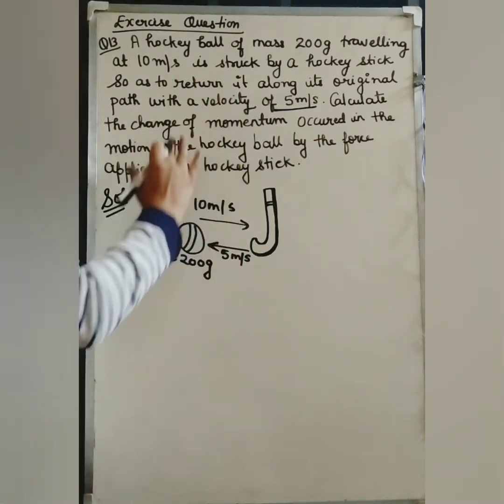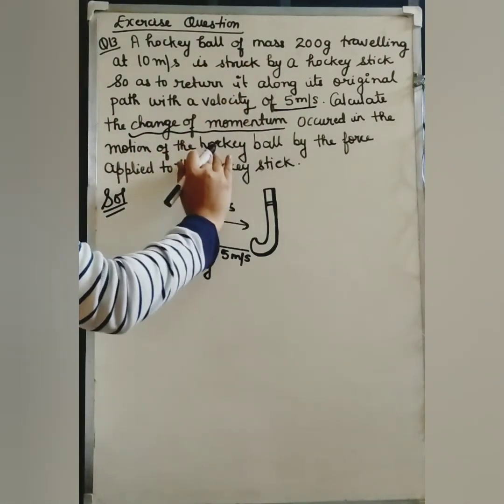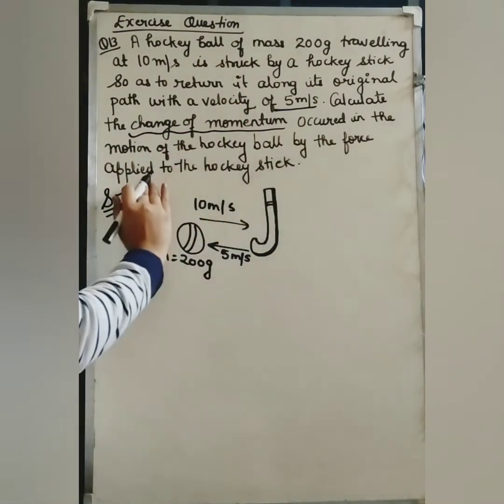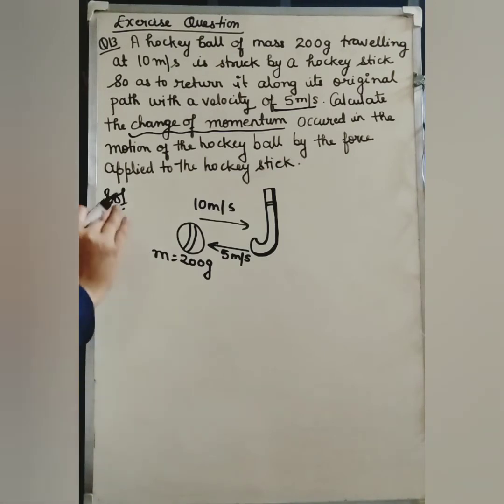So students, in this question you have to calculate the change in momentum occurred in the motion of the hockey ball by the force applied by the hockey stick. So what is the formula to find the change in momentum? Change in momentum is simply equal to final momentum minus initial momentum.